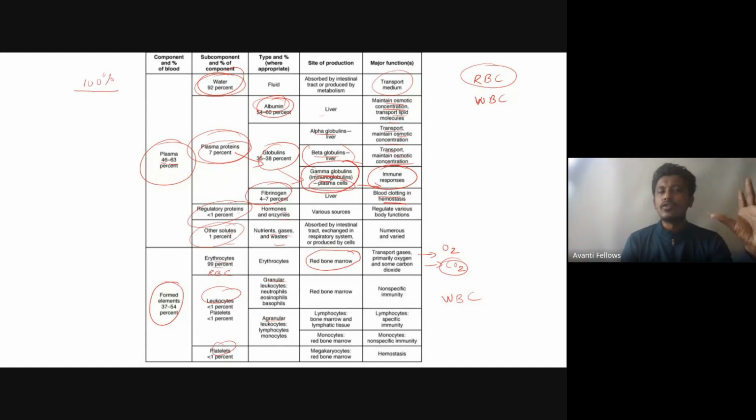What we have to remember with respect to plasma is that the plasma proteins are of three types: albumins, globulins, and fibrinogens. In globulins, we come across three types: alpha globulins, beta globulins, and gamma globulins. Gamma globulins help in the immune response. This is something we have to remember.